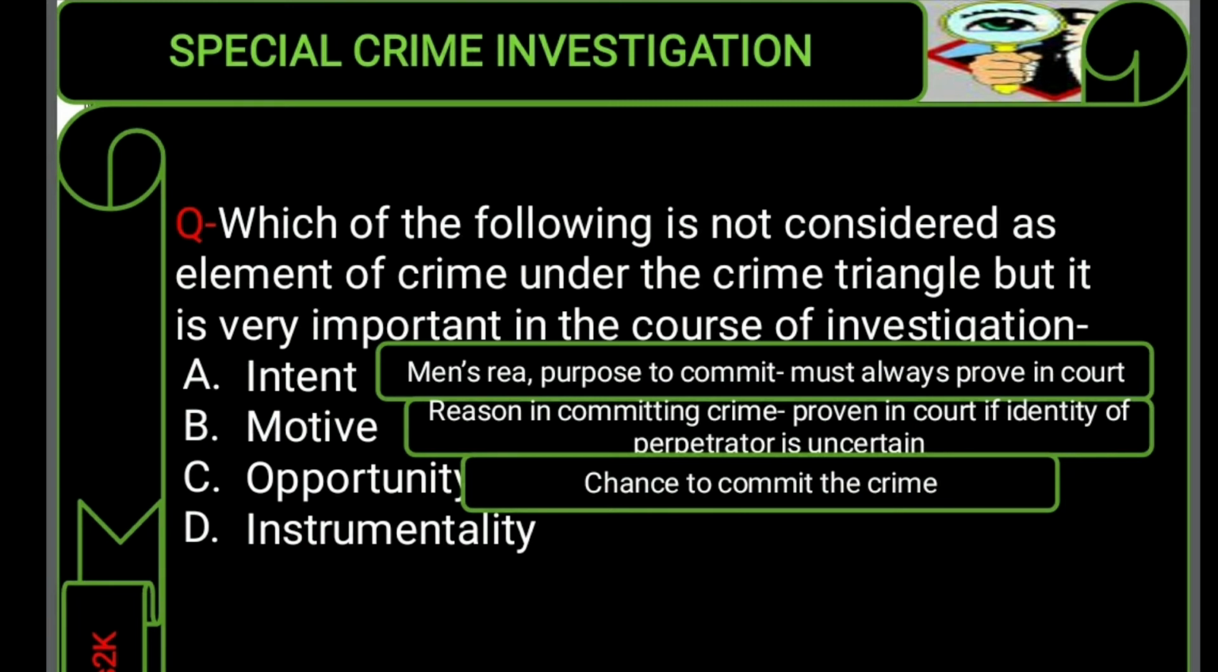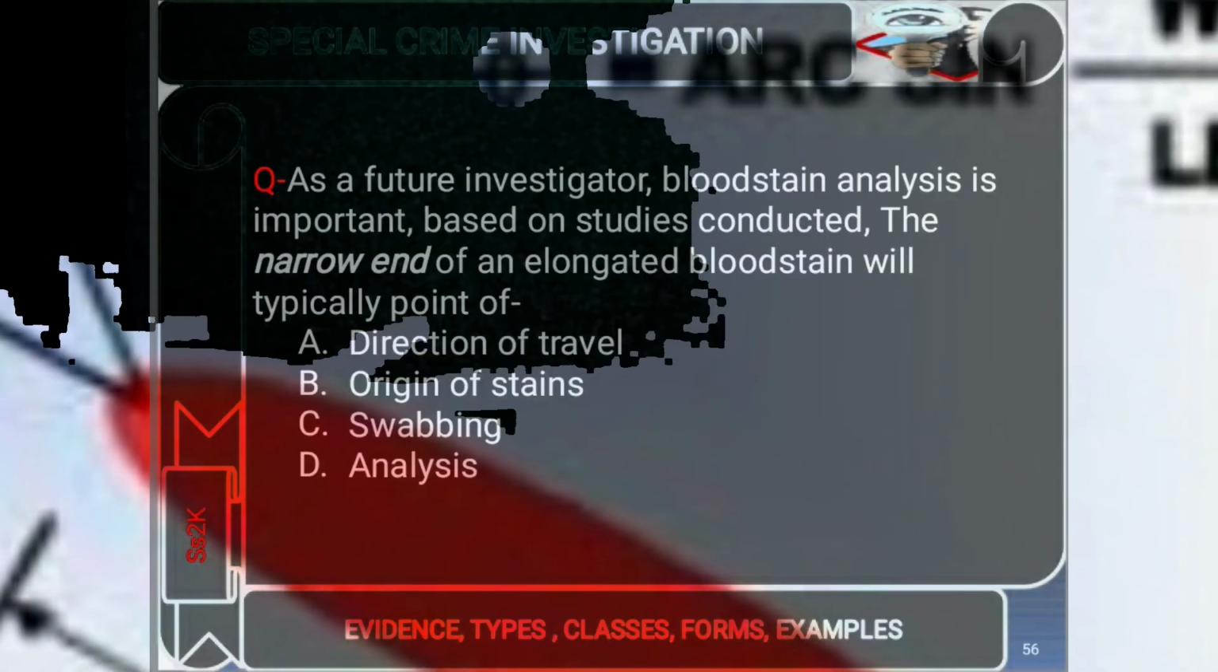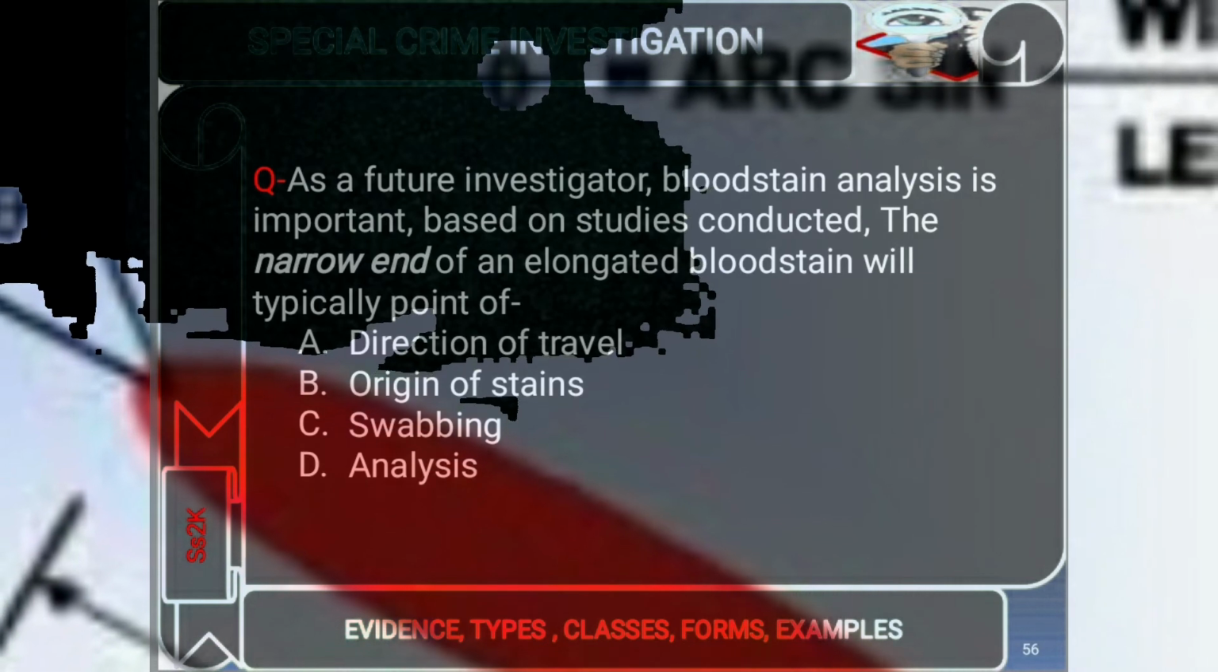Then, the motive is the reason in committing a crime. It is proven in court if the identity of the perpetrator is uncertain. And the motive is very important in the investigation of cases wherein you need to establish the identity of the perpetrator. Then, the opportunity is the chance to commit the crime. Then, instrumentality are instruments and techniques used in committing crime, ladies and gentlemen. Okay? The next question, about a specific type of evidence under homicide investigation.